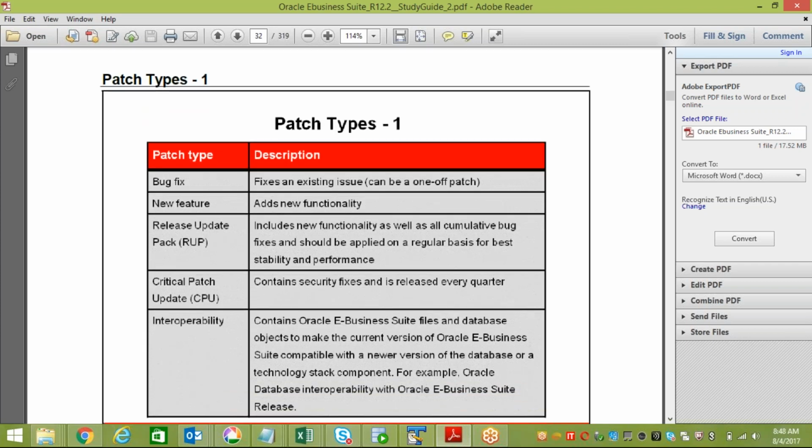So, patch types. First of all, what exactly is a patch? What different patches are available? Before going into this, we will first discuss the overview of the patch: what exactly a patch is and how these patches will be coming to us. Patches are nothing but either a bug fix or an enhancement.